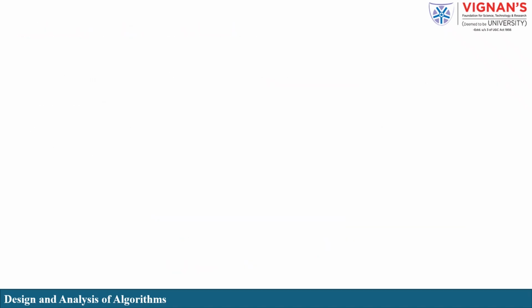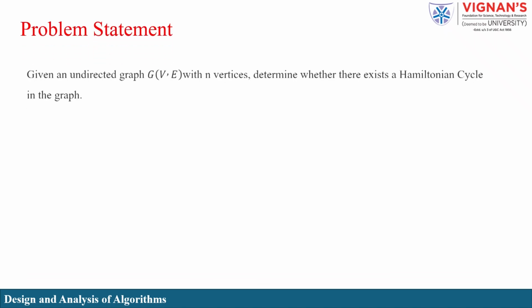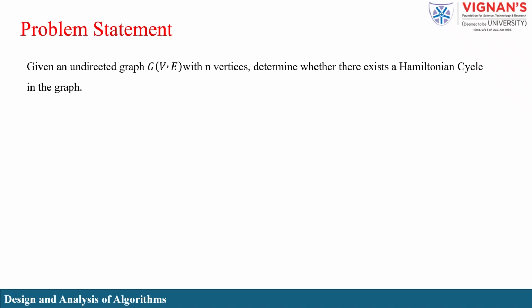Now let us clearly understand the problem we are trying to solve. We are given an undirected graph G, which consists of a set of vertices V and a set of edges E. The objective is to determine whether this graph contains a Hamiltonian cycle. In simple terms, we need to check if there exists a path that starts at a vertex, visits every other vertex exactly once, and finally returns back to the starting vertex, forming a closed loop.